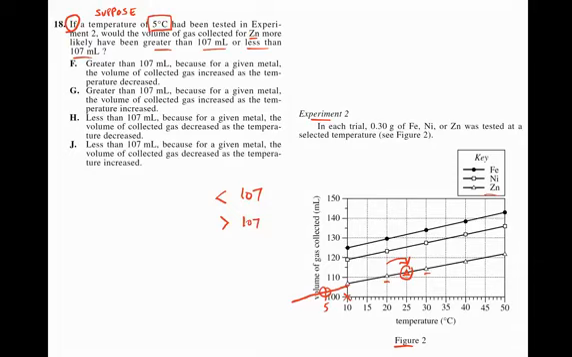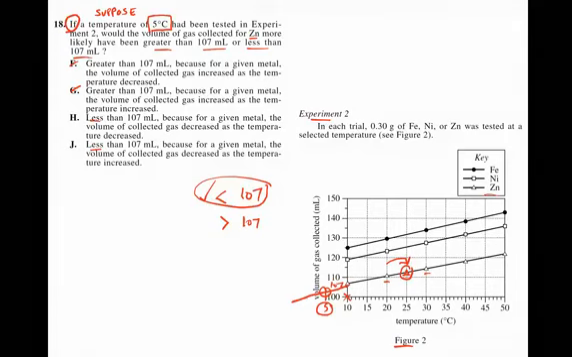It looks like the reading at 10 degrees was about 107. If this line continues the same trend, then a reading at 5 degrees would have to be less than 107. So I can cross off F and G. It's not greater than. It's going to be less than. Now let's look closely at H and J.